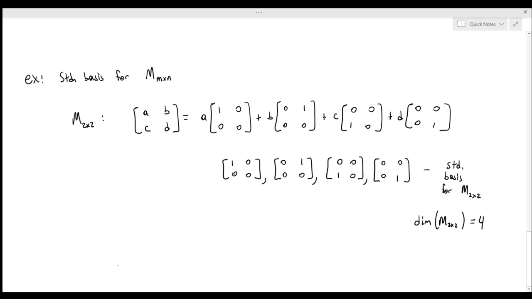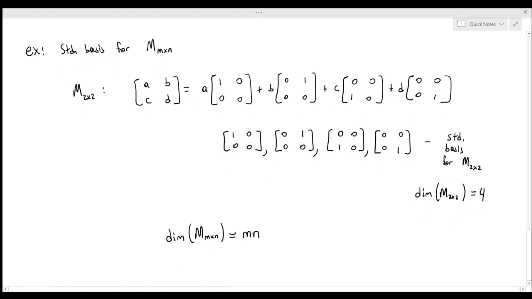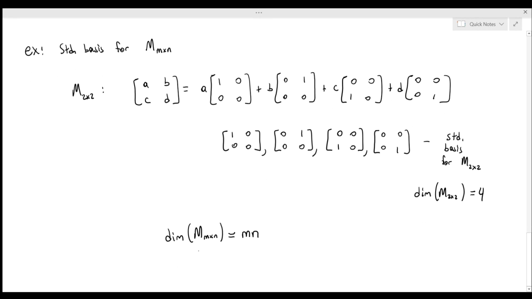All right, so you can generalize for the space of m by n matrices. Its dimension is going to be m times n. And there's also a standard basis for this space. Again, it would just be the m by n matrices that have a 1 in one entry, and then 0 in all the other entries, okay? Yes, so we'll get to that.